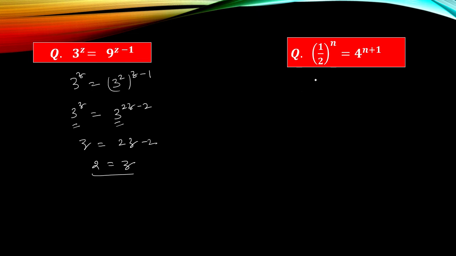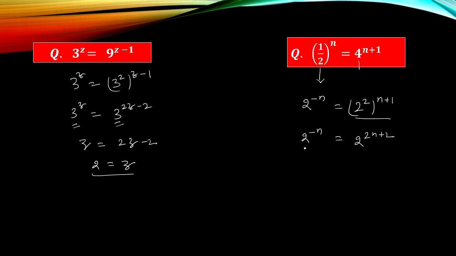Now in the next one, the base of the LHS is 1 by 2. If we reciprocate the base on the LHS, the index must change its sign, so it should be minus n. In the RHS the base is 4. We write the base as 2 square, keeping the index n plus 1. Now applying the law, we can write the RHS as 2 raised to 2n plus 2, and the LHS is 2 raised to minus n.